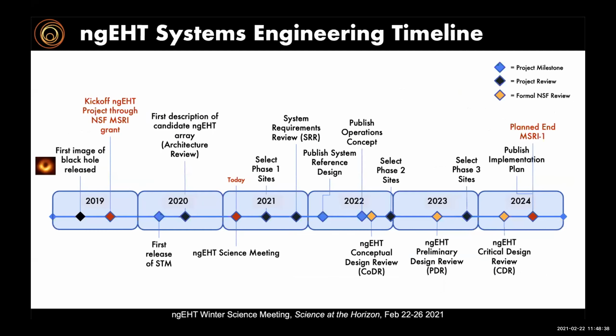Our view in time: we are about 1/3 of the way through the current grant. This is an NSF mid-scale research infrastructure grant. The output of this grant is planned to be an implementation plan to build out the ngEHT array. In the meantime, between now and then, we have a number of milestones. Some of them are project driven, some of them are more NSF driven, all designed to try to get us closer to that implementation plan.